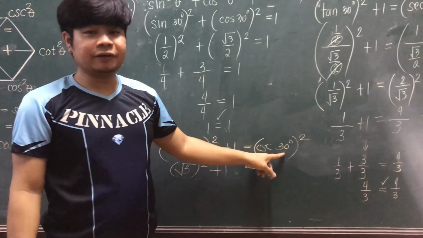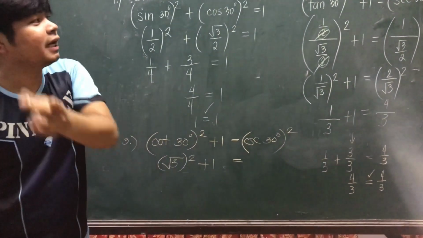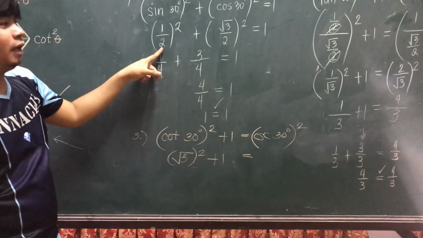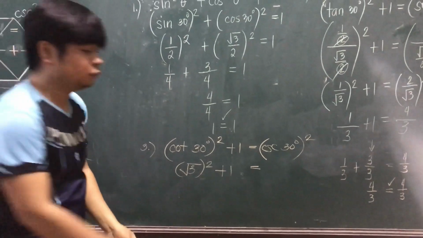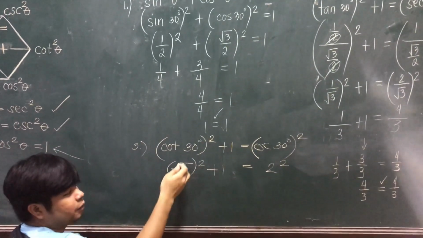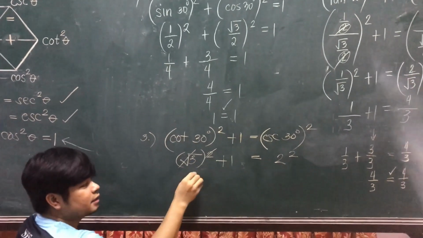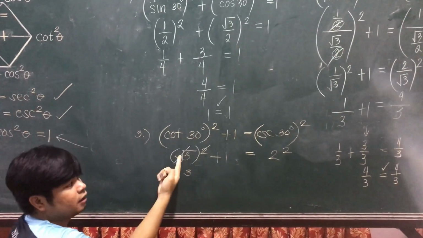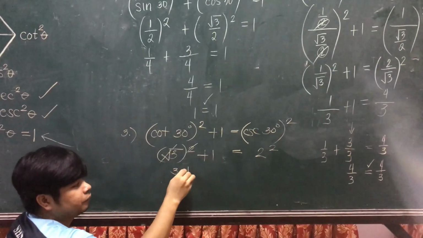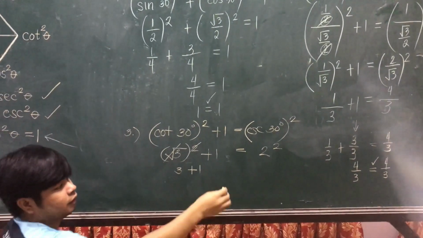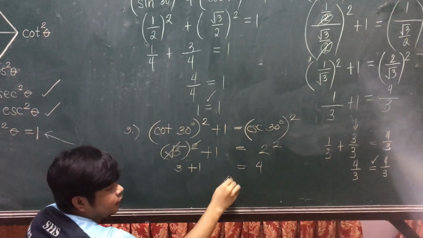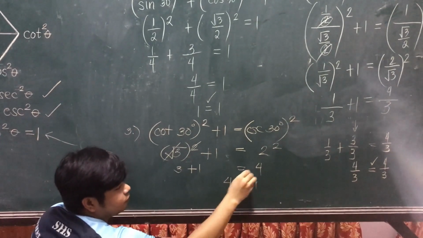Cosecant 30 degrees is the reciprocal of sine 30 degrees, and sine 30 degrees is 1/2. The reciprocal of 1/2 is 2, so we have 2 squared. The square of the square root of 3 is 3, cancelling the radical sign with the index that is 2, plus 1. 2 squared is 4. So 3 plus 1, 4 is equal to 4.